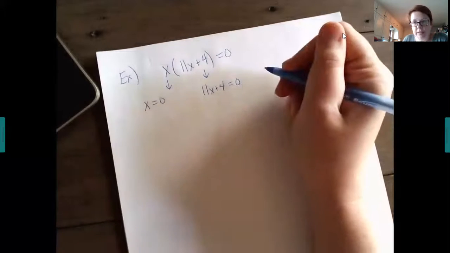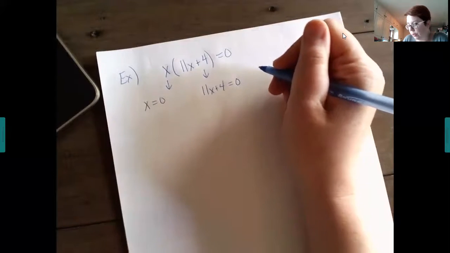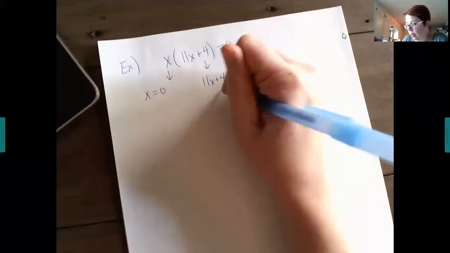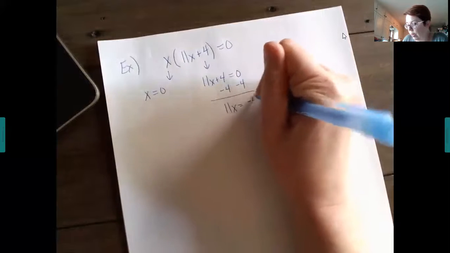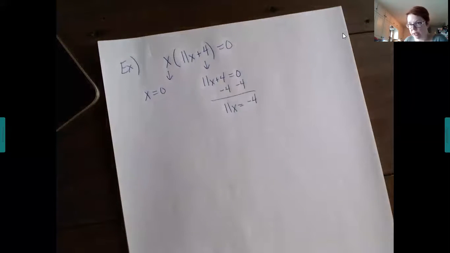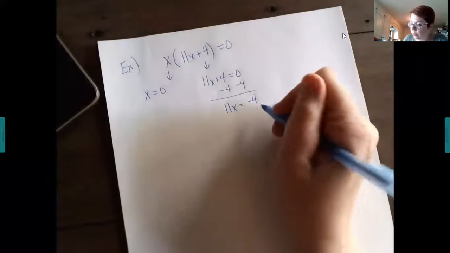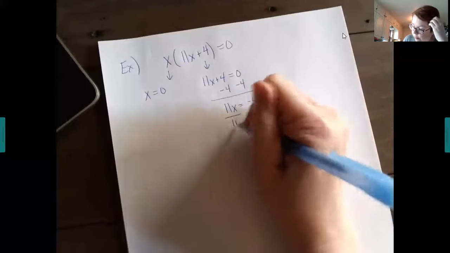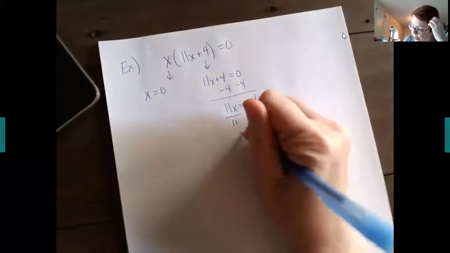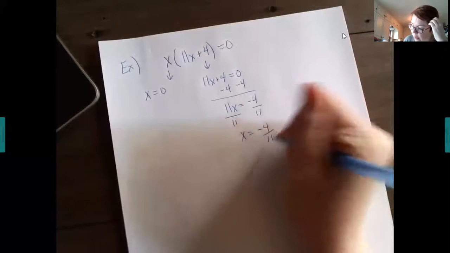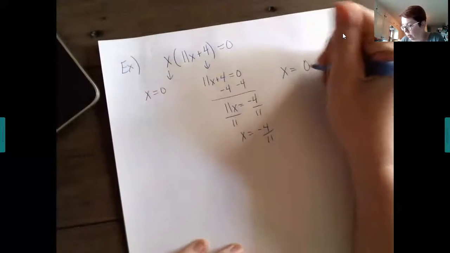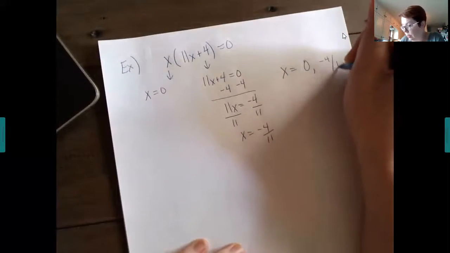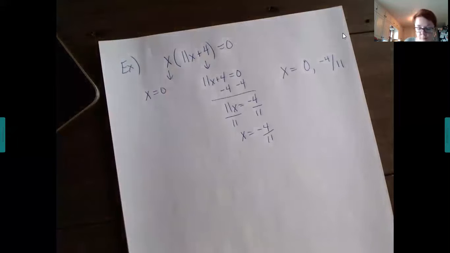So again, if it's nice and easy like the ones before, we can do that in our head. But here, we might end up with fractions, and that's okay. Fractions happen. So in order to get x by itself here, we have to divide by 11. So x equals this. So we're going to have two different answers. Our answers will be 0 and something like that.